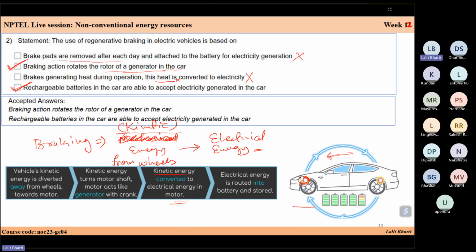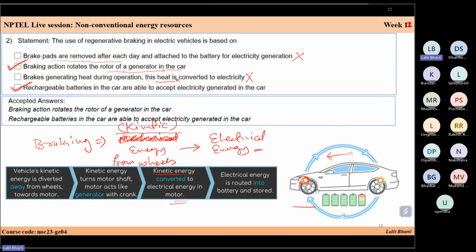Whenever you are applying the brakes, if your car is running at some speed, in traditional brakes what happens? You have brake calipers, and they provide friction against the discs attached with the wheels. So you will just lose the energy generated due to the friction between the wheels and the calipers of the brakes. So the energy will be lost in traditional cases.